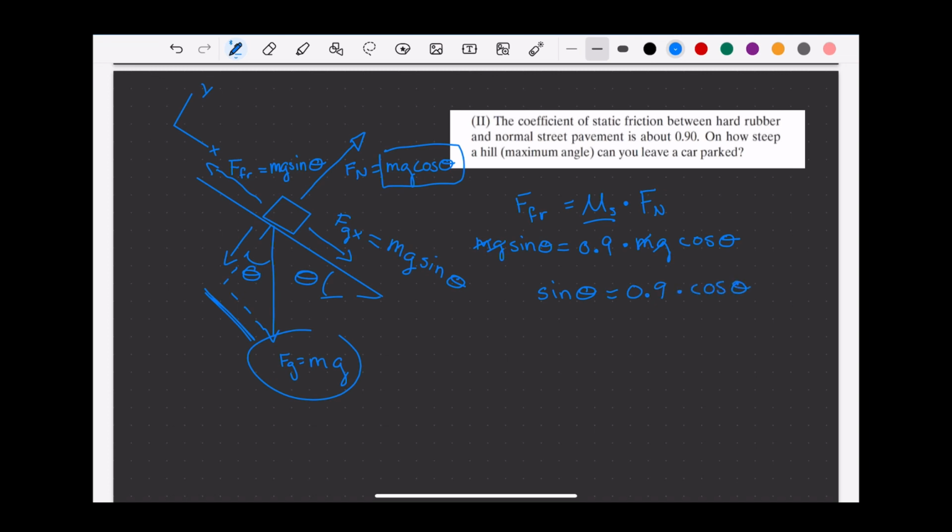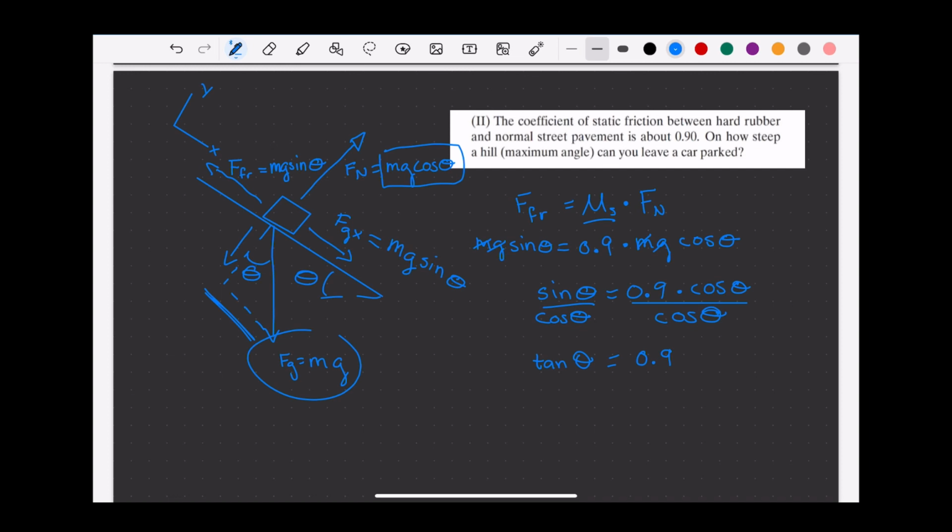I'm going to do a couple more algebraic steps here because I'm going to divide both sides by cosine theta. What that's going to leave me with is 0.9 is equal to sine theta over cosine theta, which we should all know is actually tan theta. Fantastic. Now we have a simple trig function set equal to some value. We may not know the angle in that trig function, but we do have calculators that have inverse trig functions on them.